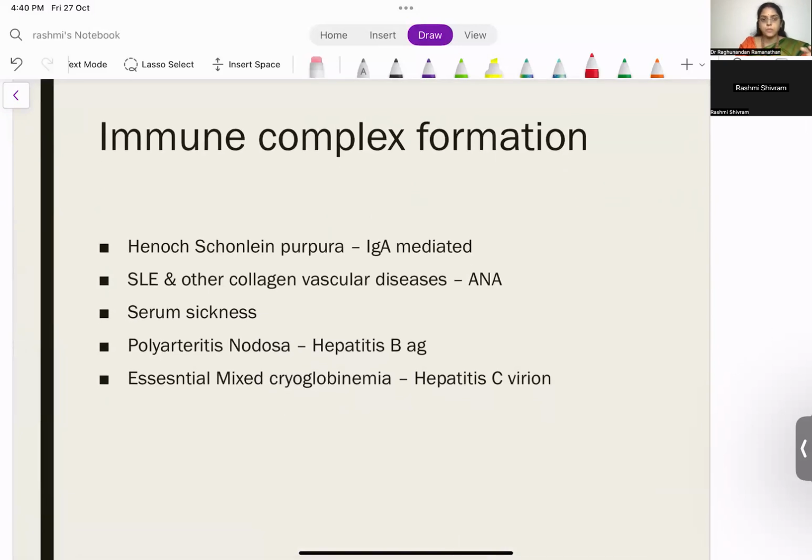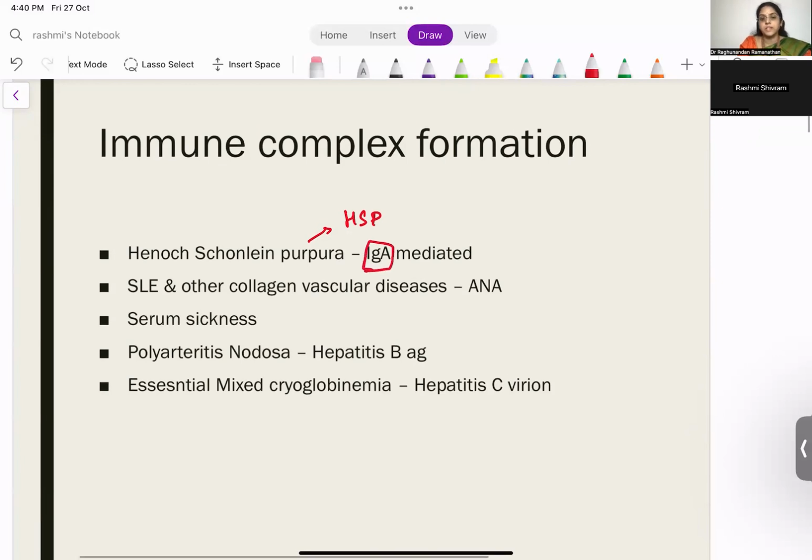Okay, so let's now start with immune complex formation. Which are the diseases that come under immune complex formation? There is an antigen, an antibody comes and gets attached. So an immune complex is formed, which gets deposited in the vessel wall, which causes the inflammation. That is the pathology behind that. Where all do you see this? Henoch-Schönlein purpura, that is HSP. It is usually seen in kids. It can be seen in adults also, and it is IgA mediated, immunoglobulin A mediated. HSP is seen in adults as well as children.